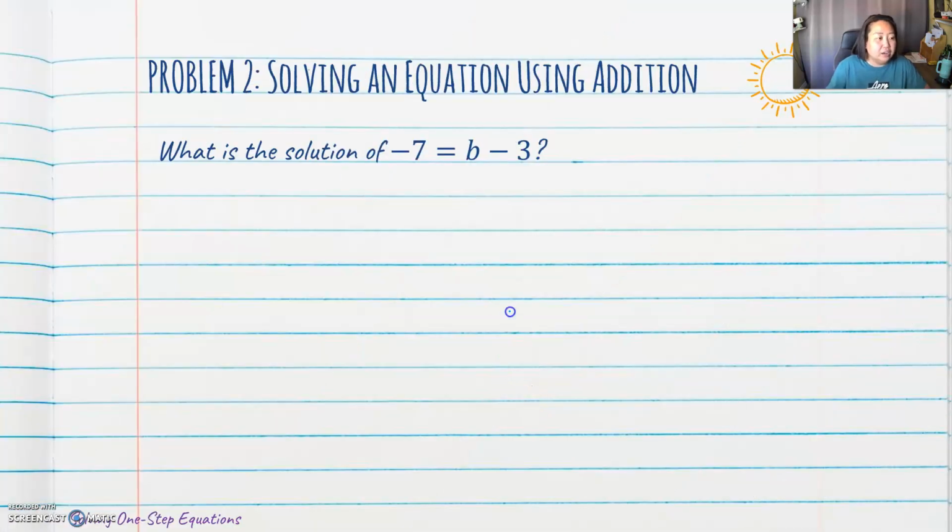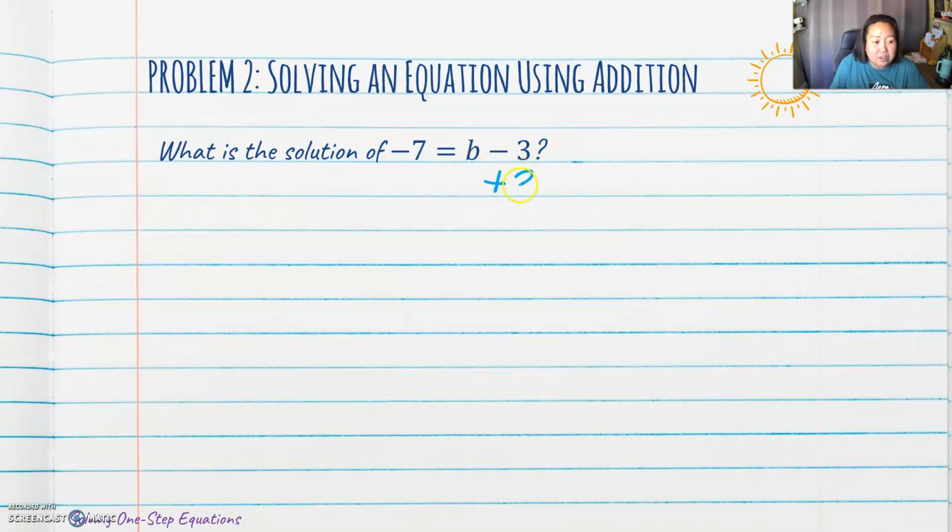Alright, let's proceed. So this time, this second set of problems is that we are going to solve an equation by the use of addition. And as you can see here, we have negative 7 is equal to b minus 3. What is our variable? It's going to be b. And we need b by itself. And as you can see, b has minus 3 together with it. And so for us to remove the minus 3, we will be using addition, opposite of subtraction.